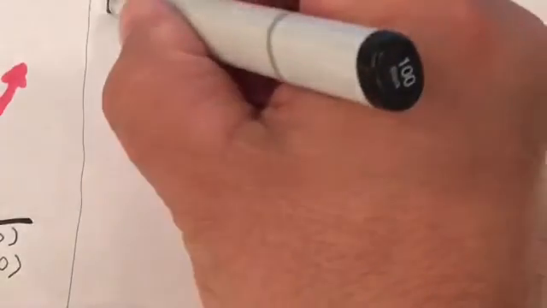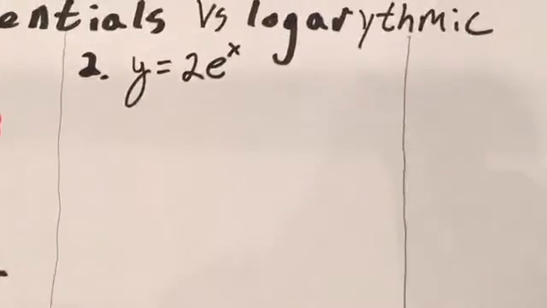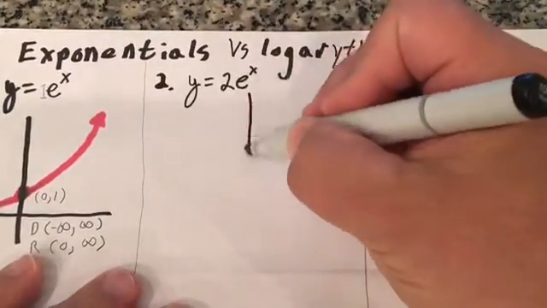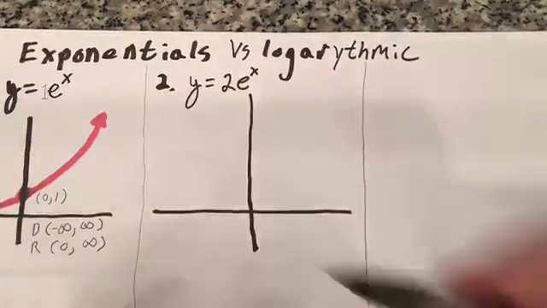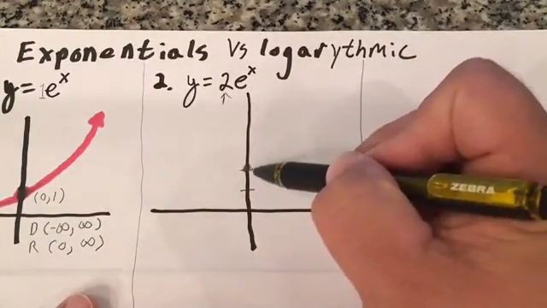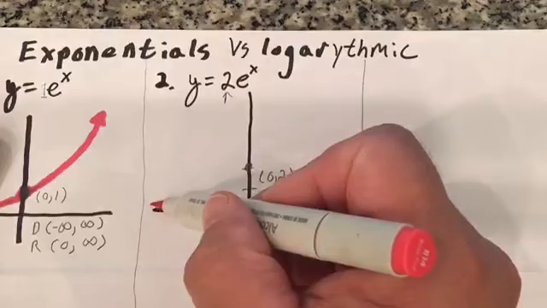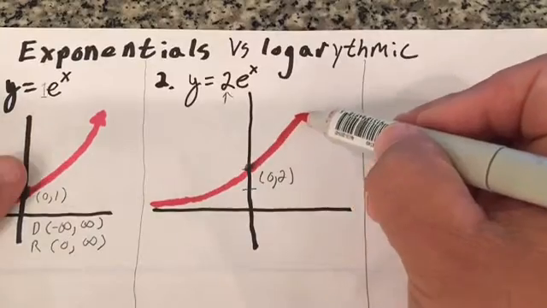Graph number 2 is going to be y equals 2 e to the x. So I'm going to do my xy axis. Now instead of going through 0, 1, because it has a 2 here, it's going to go through 0, 2. Again, it's going to creep along the x-axis and shoot for that point. Once it goes to that point, it's going to increase rapidly.